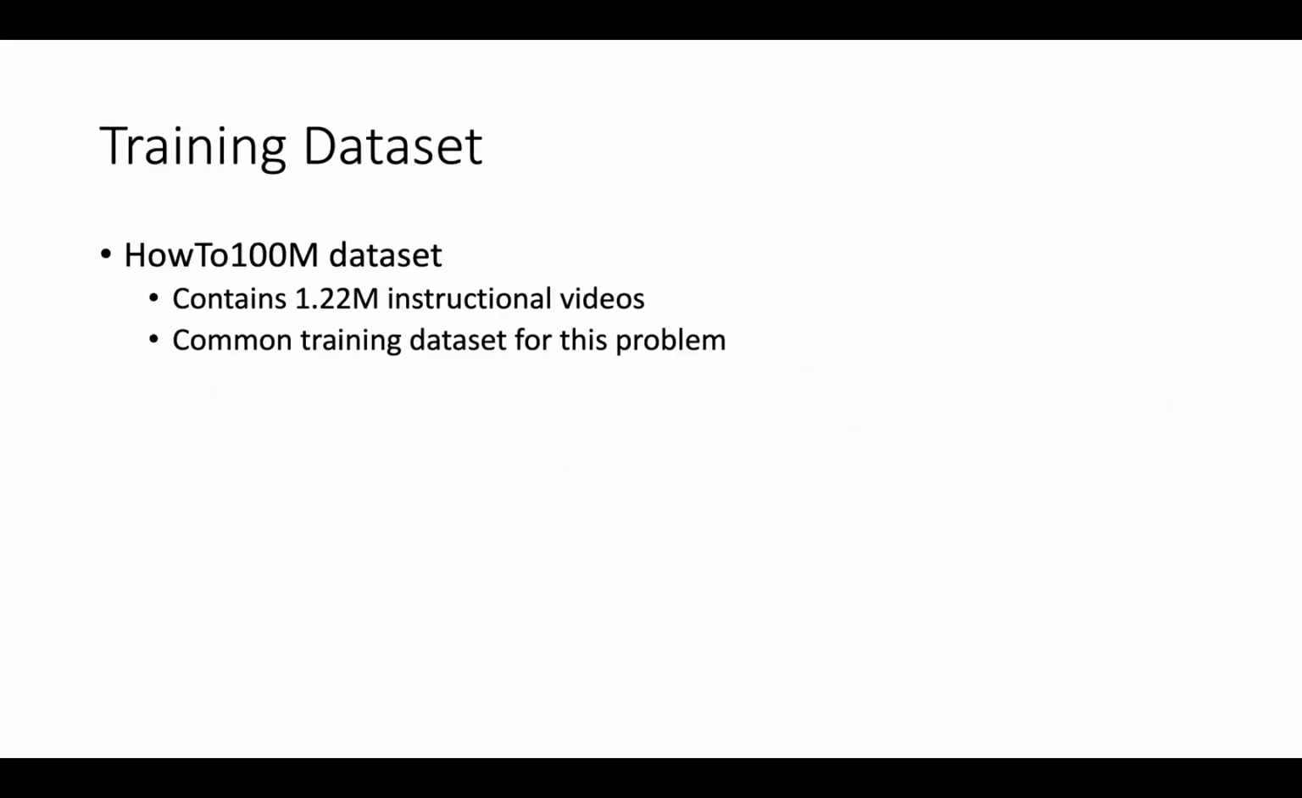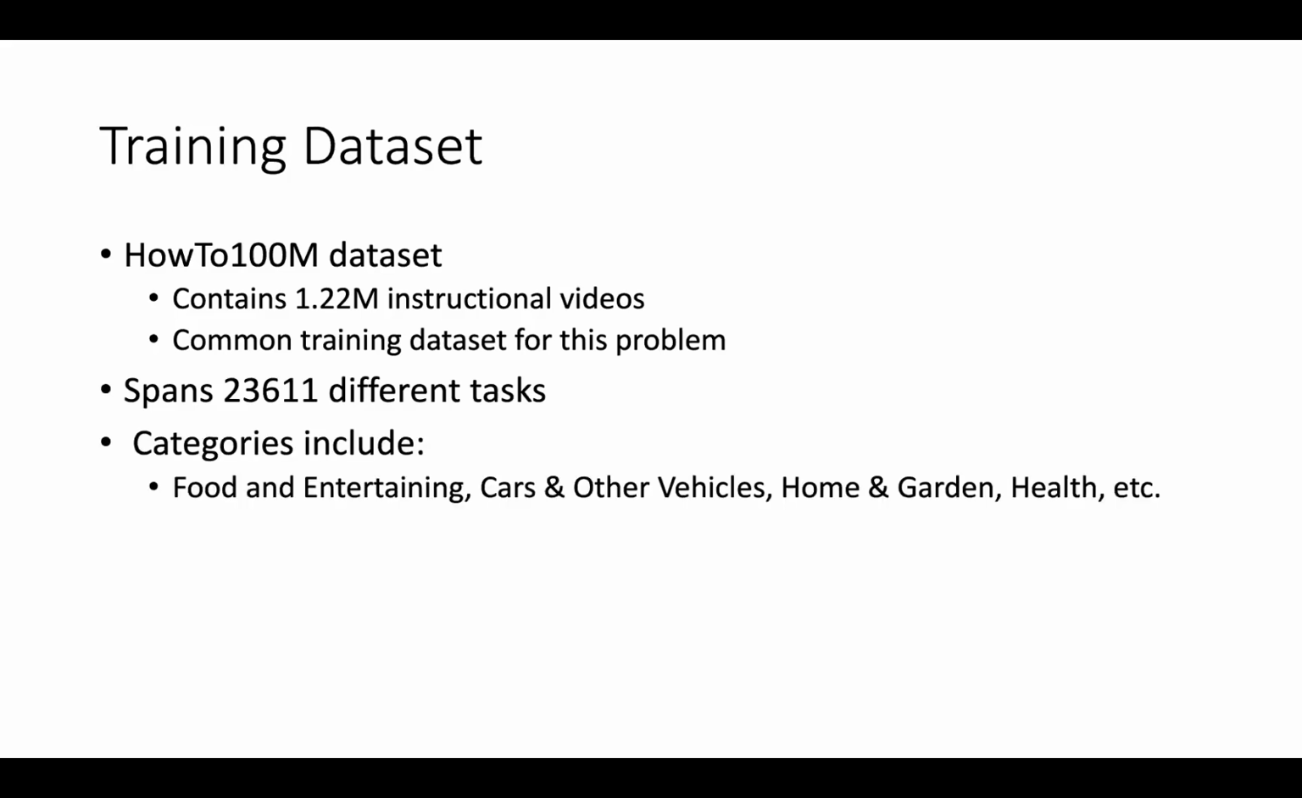To train our system, we use the HowTo100M dataset. This dataset contains about 1.2 million instructional videos. This is much larger scale than all the previous datasets we've used, which had at most 10,000 videos. So this is orders of magnitude larger. It spans 23,000 different tasks, and these different tasks can include things like cooking food, working on cars, home and garden, health, sports activities, things like that.